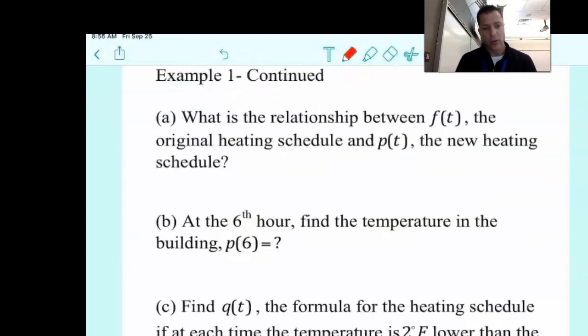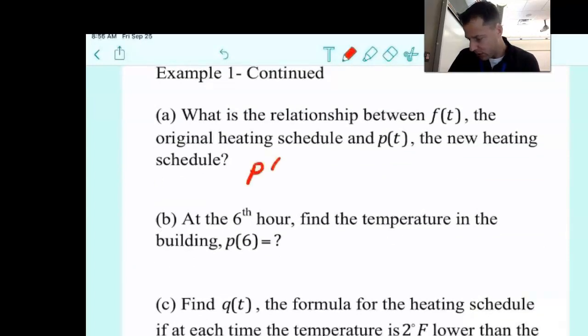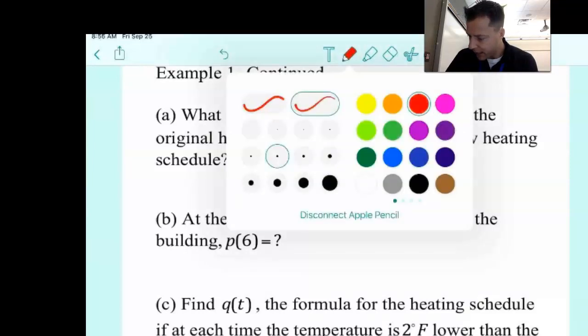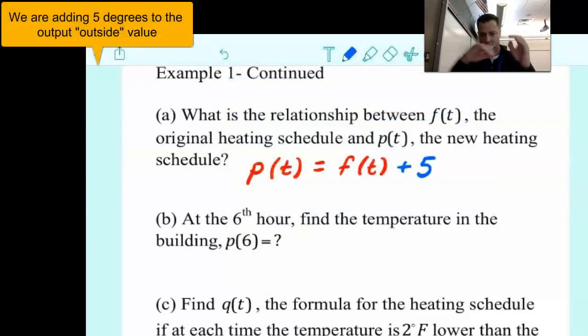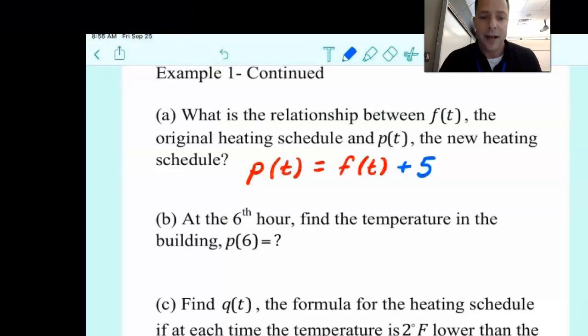Okay, so what's the new relationship? Well, we have this new temperature now. Our new temperature is the original function, and remember the building manager decided to increase that by 5 degrees. So there's the new relationship. You're taking your original temperature map, and you're increasing it by 5 degrees. So it's going to be a shift up.